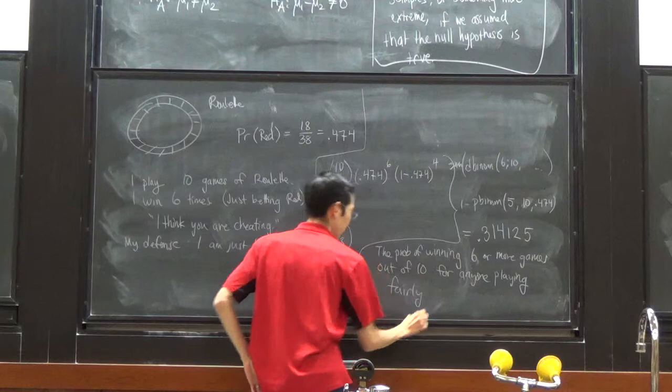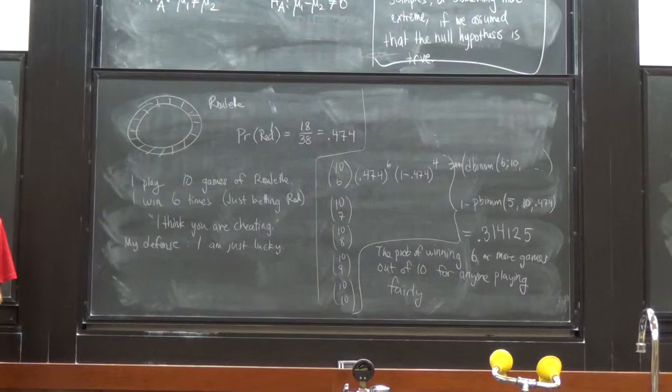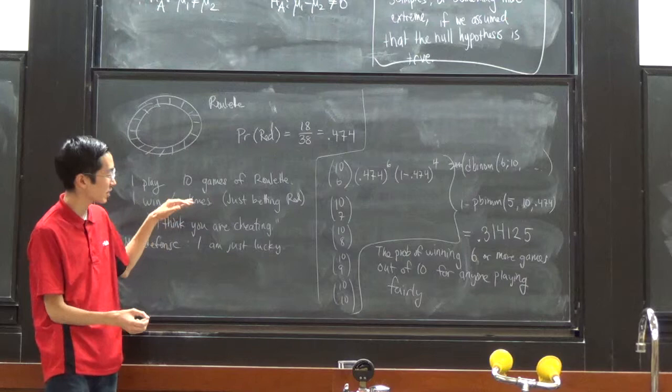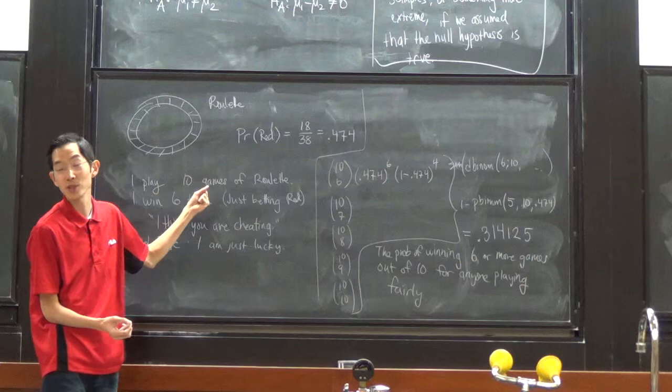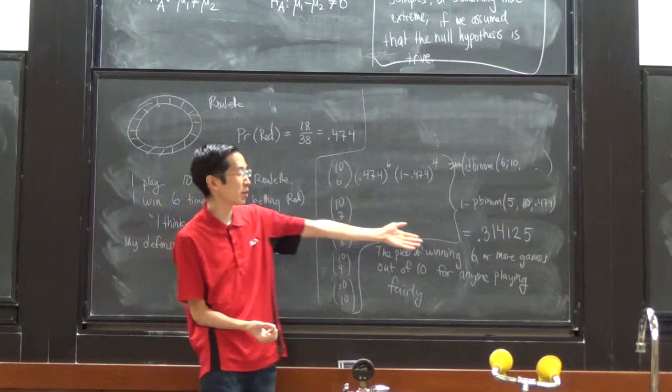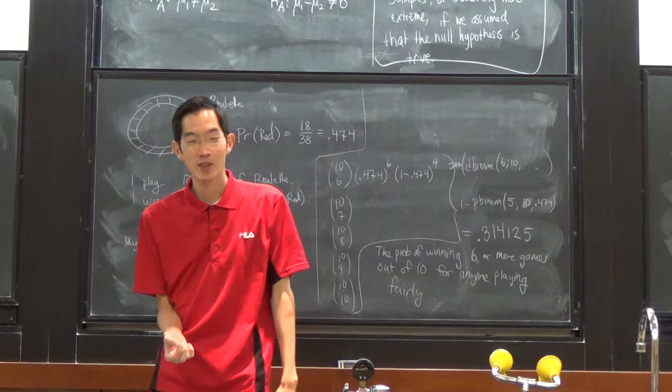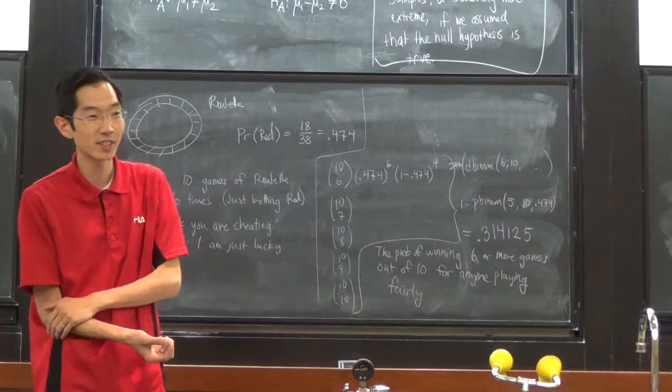Okay. So if the casino manager is accusing me of cheating because I won 6 games out of 10, and if he's going to follow that rule for accusing anyone of cheating, then that means he would be accusing how many people? About 31% of people. Or he would be accusing people about 31% of the time, even if they're playing the game fairly. Okay? That sounds like a lot of people to be accusing of cheating.